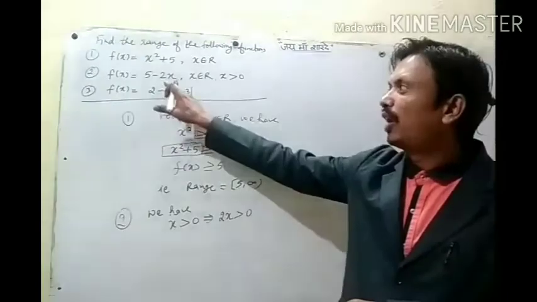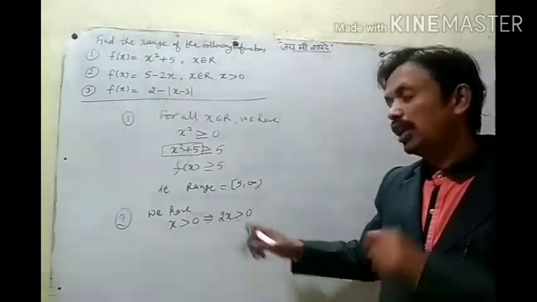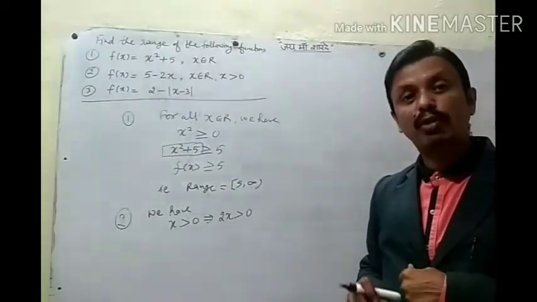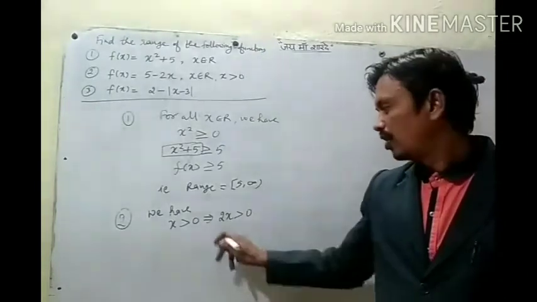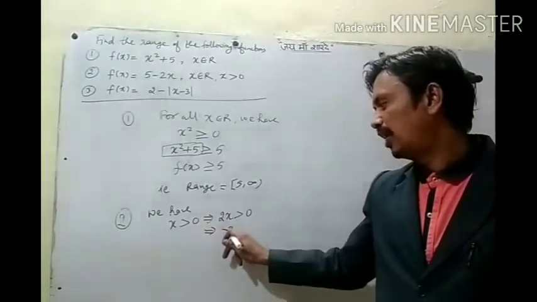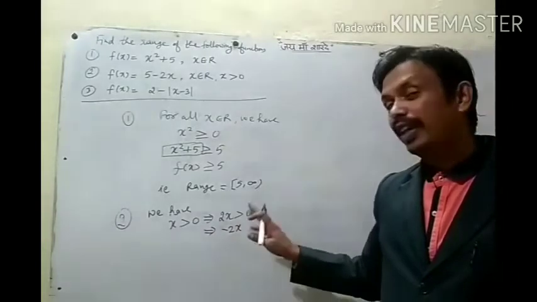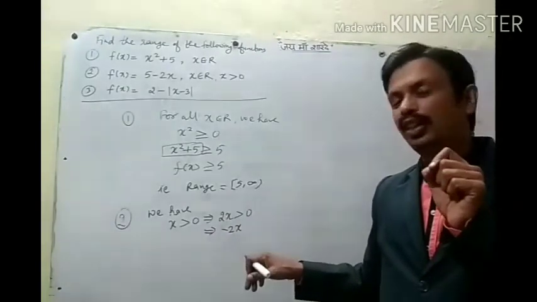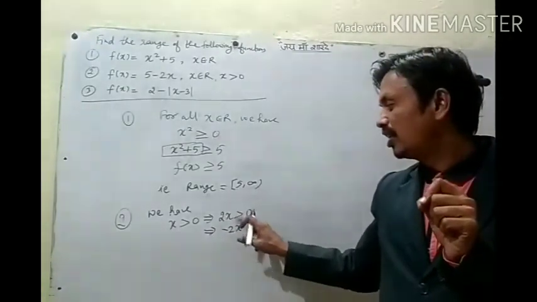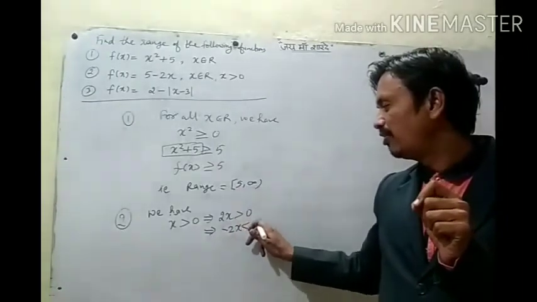But here we have minus 2x. If one number is more than 0, meaning positive, what about its negative value? Meaning if you take minus 2x. When you multiply by a negative number in an inequality, the sign of the inequality will change.